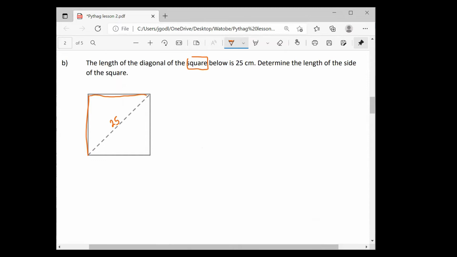Right angle. Good. Okay, good. They are a right angle. What else can you tell me about those two sides?